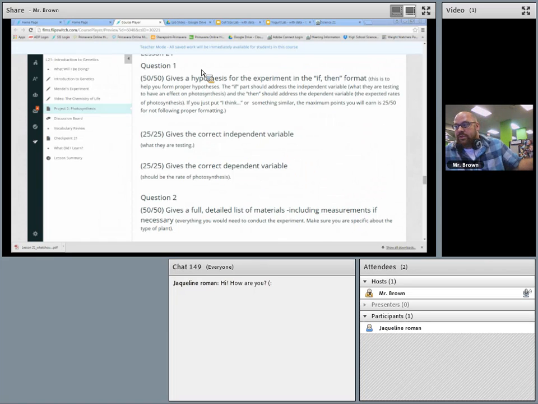Alrighty. So give a full detailed list of materials. Now, every single thing that you use for these plants must be the same, except for one thing. So if you say I'm going to put one in sunlight, one in darkness, give them different amounts of water, give one fertilizer, one no fertilizer, you're not going to know which one of those variables caused your change. So you want to have one variable only.